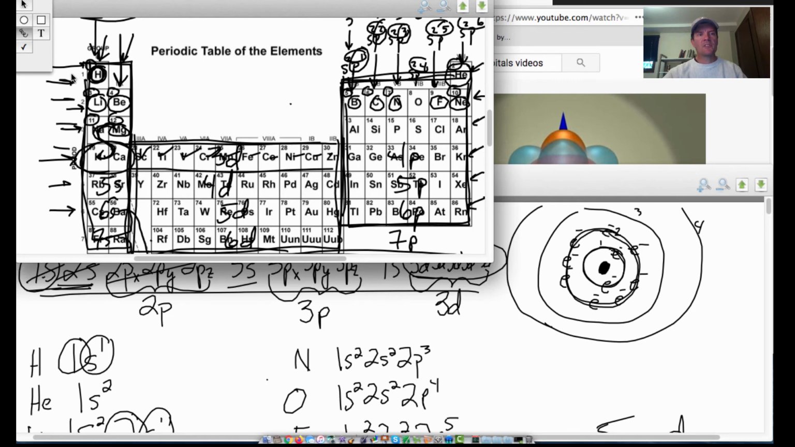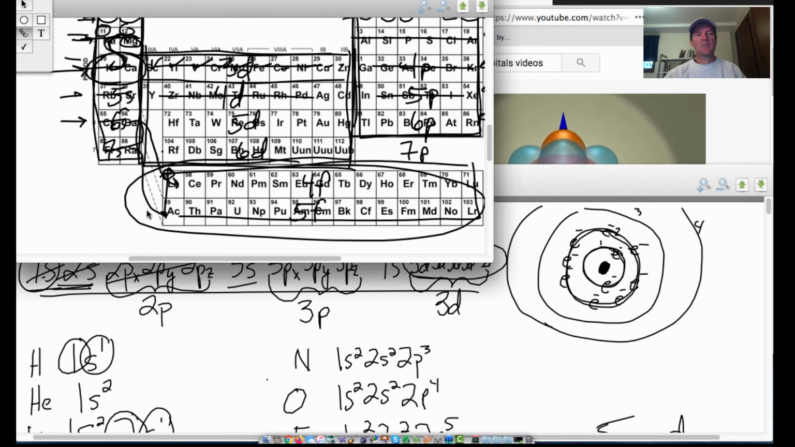Here, first row, 1s, then 2s, 2p, 3s, 3p, 4s. Remember, d is 1 less: 3d, 4p, 5s, 4d, 5p, 6s. Then we come down here, 4f, 2 less than the row number, 5d, 6p, 7s, 5f, 6d, and we run out. Okay?